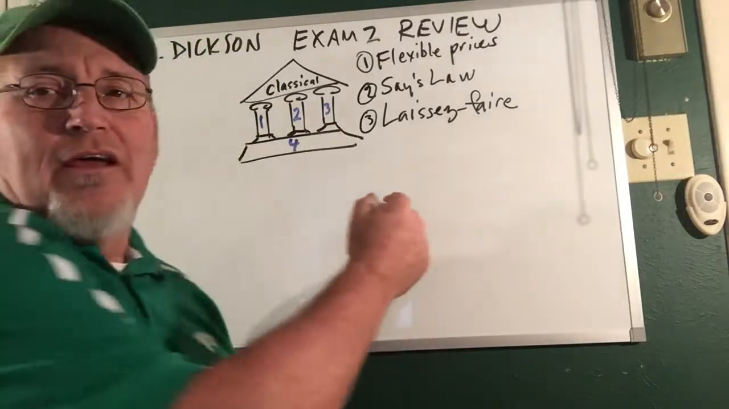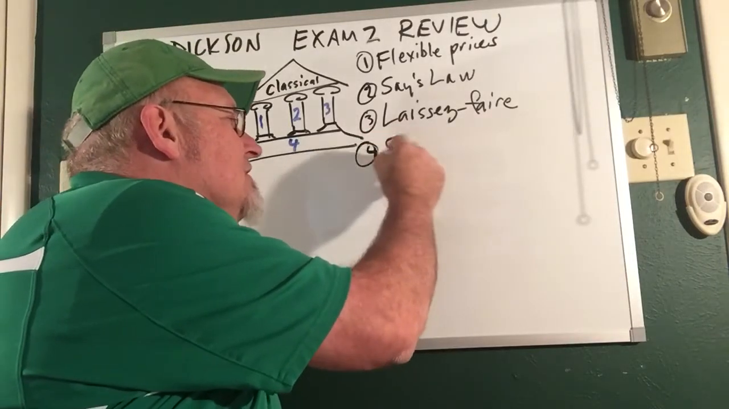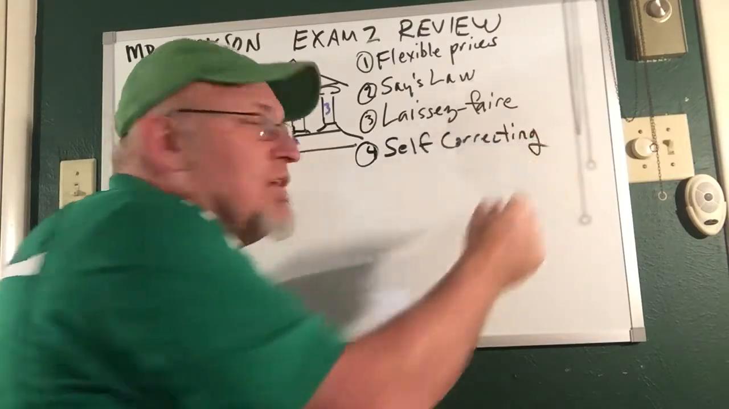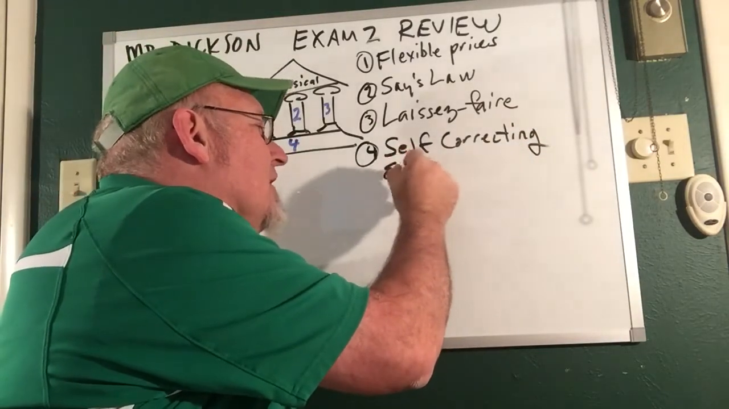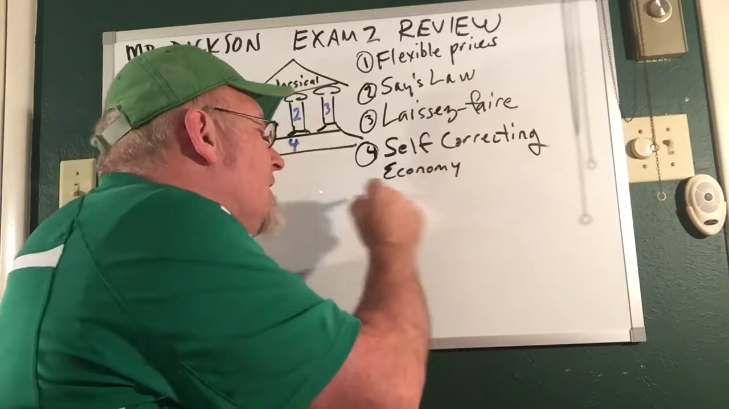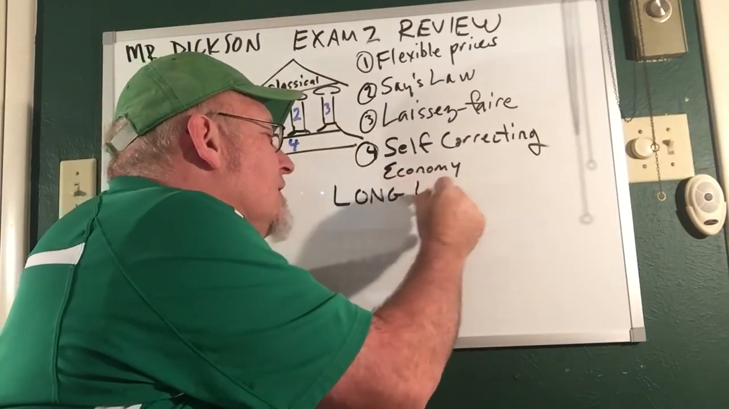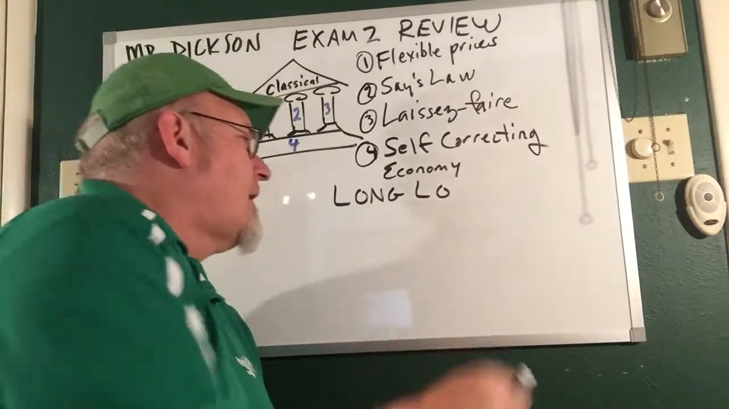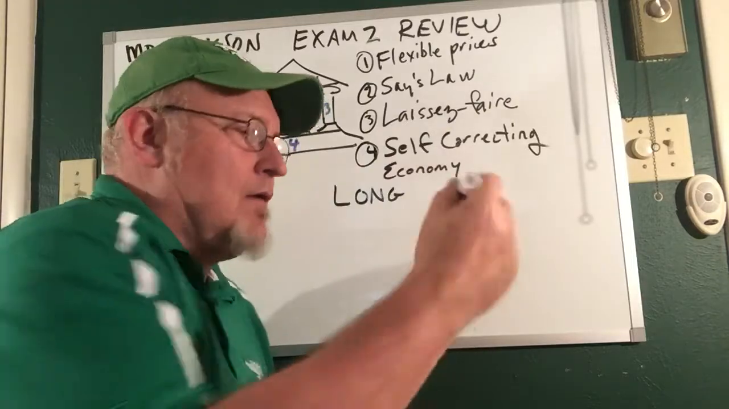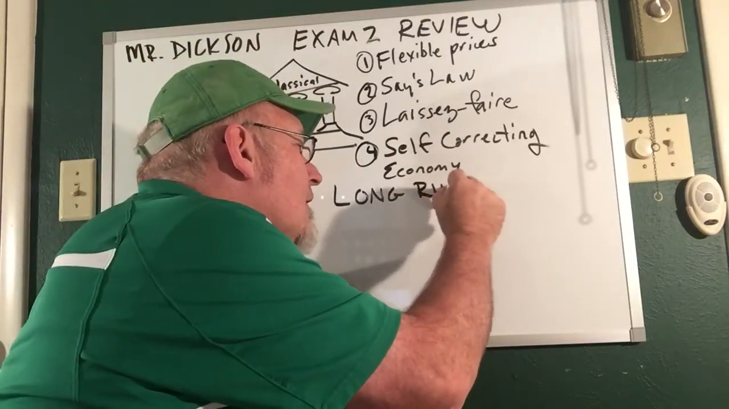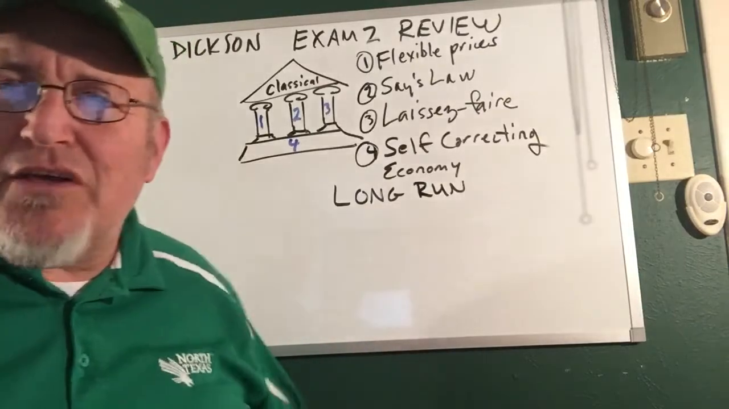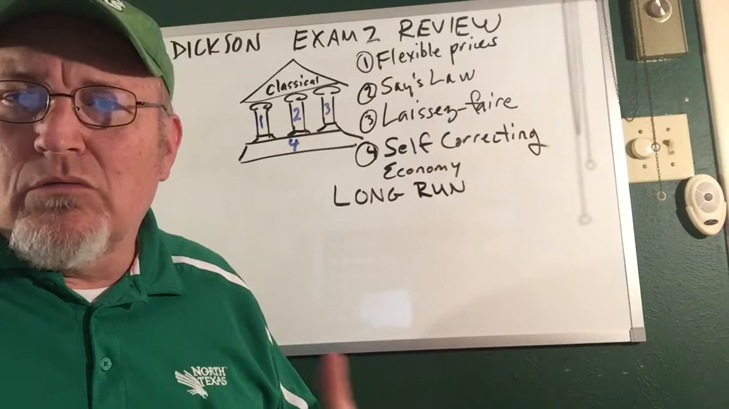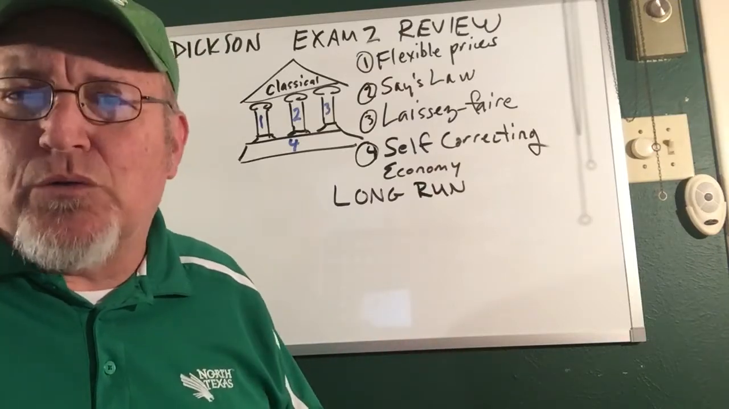And then the fourth and final sort of foundation is a self-correcting economy. And this is in the long run. Oh, I can't spell. Sorry. The idea being that the economy in the long run will gravitate towards equilibrium.